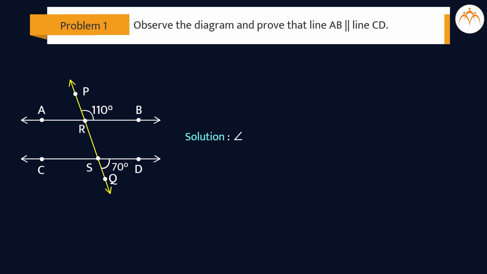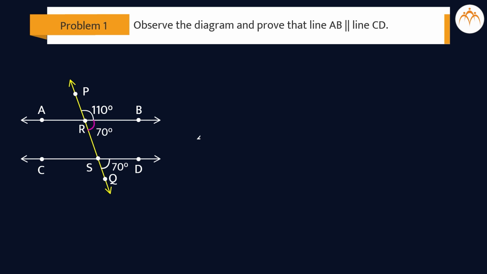Solution: measure angle PRB plus measure angle BRS is equal to 180 degrees, angles in a linear pair. 110 degrees plus measure angle BRS is equal to 180 degrees. Therefore, measure angle BRS is equal to 180 degrees minus 110 degrees, which is 70 degrees. Therefore, measure angle BRS is equal to 70 degrees.